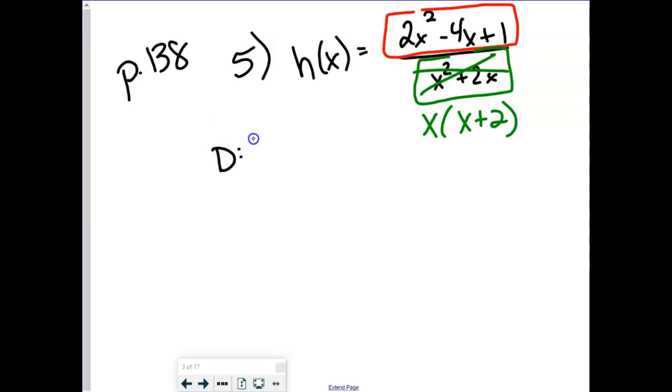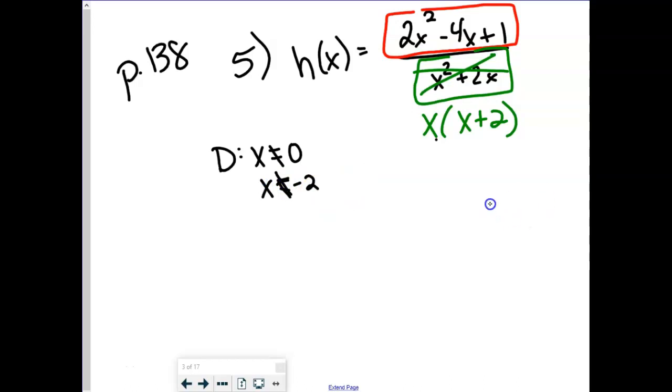So domain is the next thing on the yellow card, and it says anything that would create your denominator coming out to 0 is a domain interruption. So whether it's a hole or an asymptote, it's still going to be a domain interruption. You guys can cheat. You don't have to do the domain intervals. You can say x can't be 0, and what else can't x be? X can't be -2. Very good.